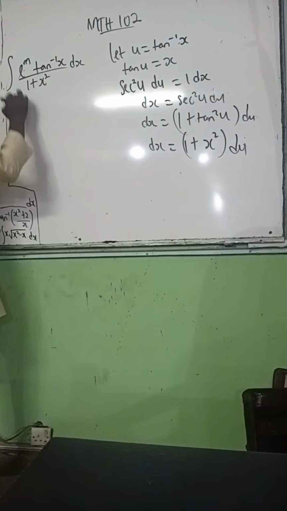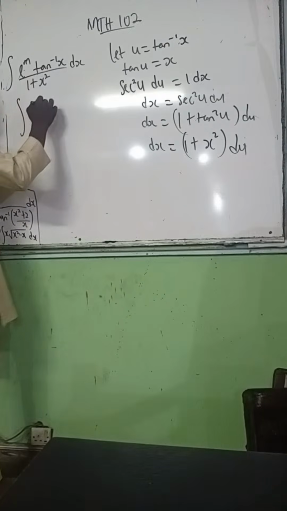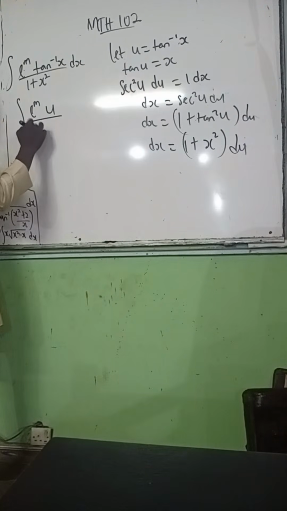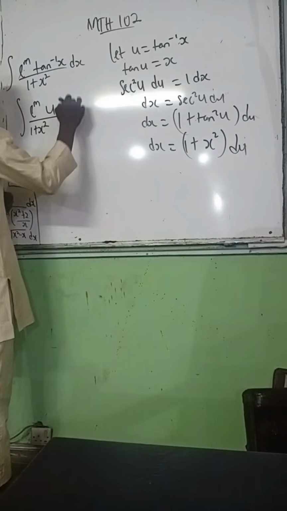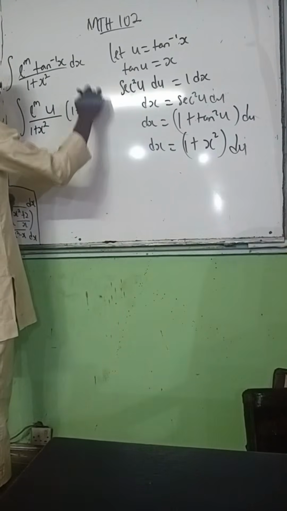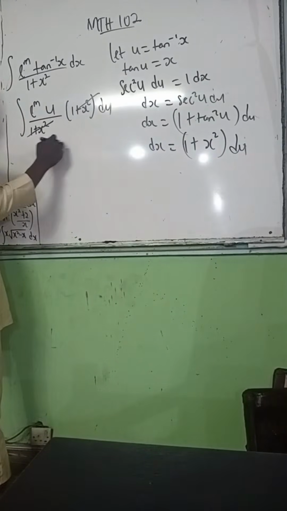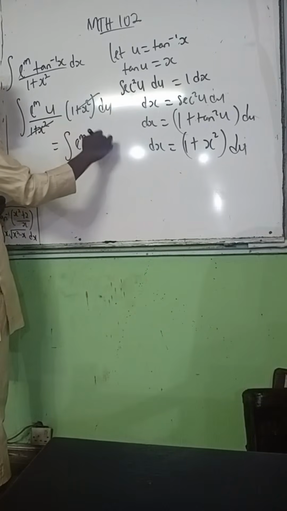So this question becomes integral of e raised power m u, right? Over 1 plus x squared. What's our dx? 1 plus x squared du. And this we cancel. So what we now have? Integral of e raised power m u du.